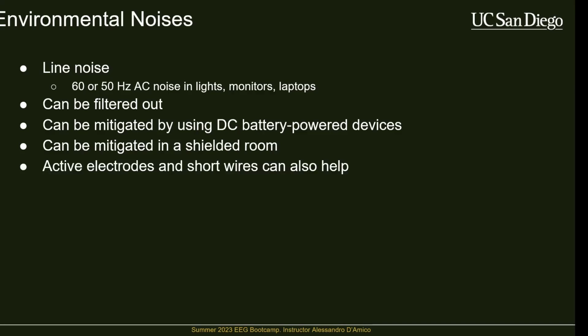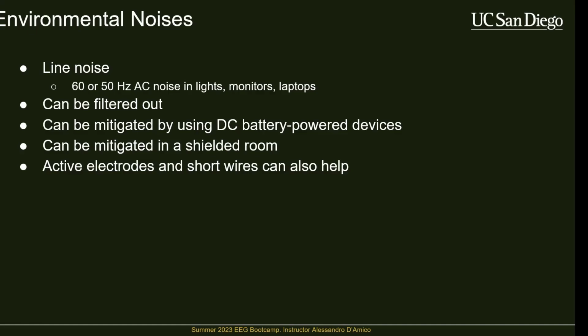And active electrodes and short wires can also help. If you're getting that amplification right at the source of where the electrode tip is, there's less likelihood of that 60 hertz noise infecting the signal. It's not impossible to completely eliminate it through active electrodes, but you can use a combination of active electrodes and something similar to what Wearable Sensing does, where they create a Faraday cage around the electrode itself. That can almost completely eliminate the 60 hertz noise.